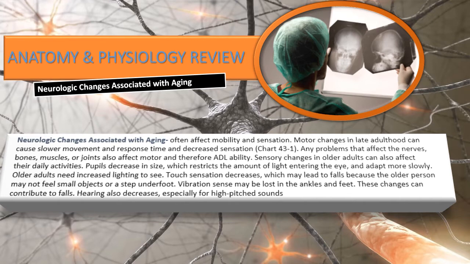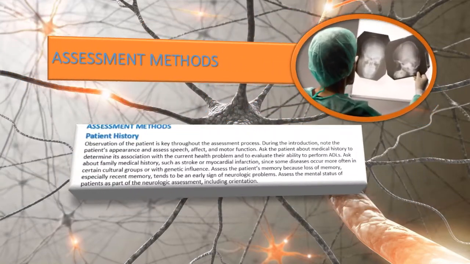Sensory changes in older adults can also affect activities of daily living. We know that pupil size decreases, and we know that there's a restriction of how much light enters the eye, and vision may be impaired. Touch sensation may also decrease, and the sense of vibration in the ankles and feet may also decrease. The older adult is at an increased risk for falls, and hearing of high-pitched sounds may also be impaired.